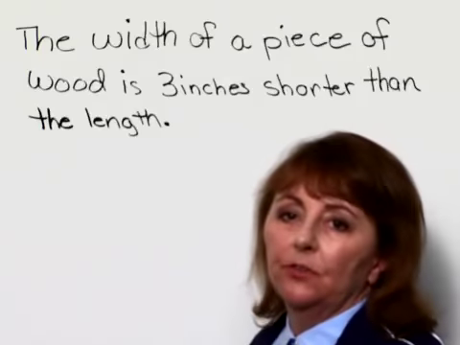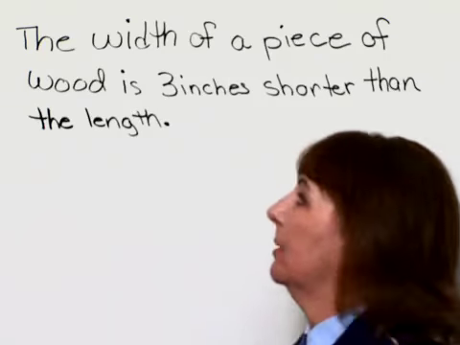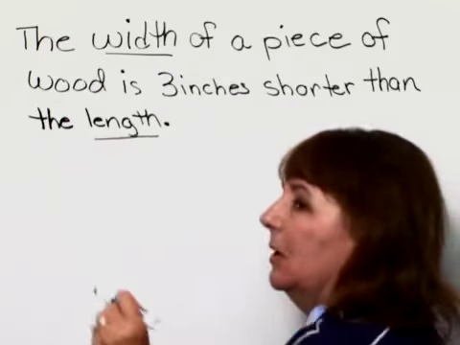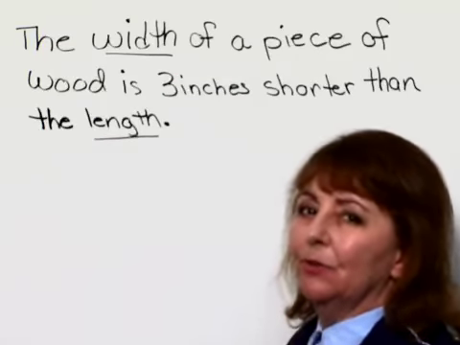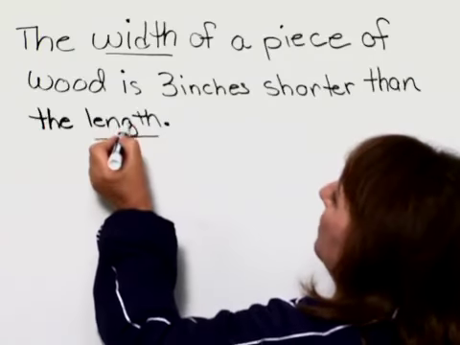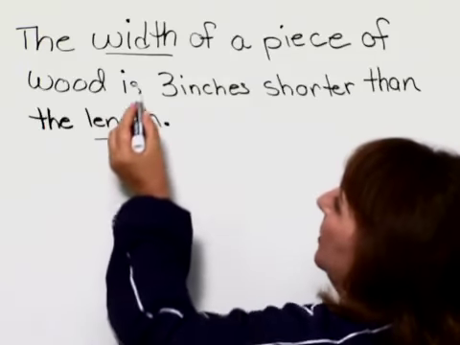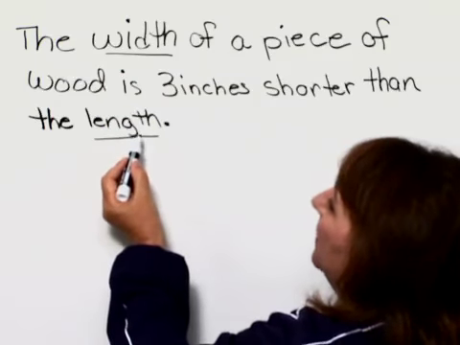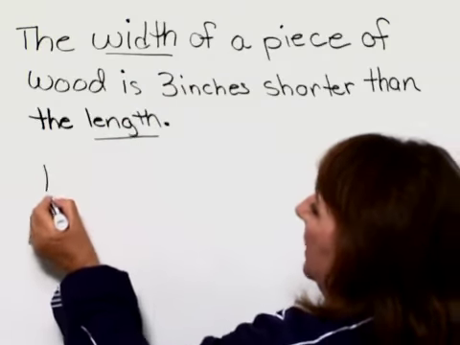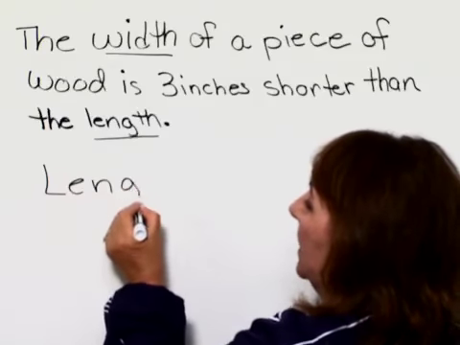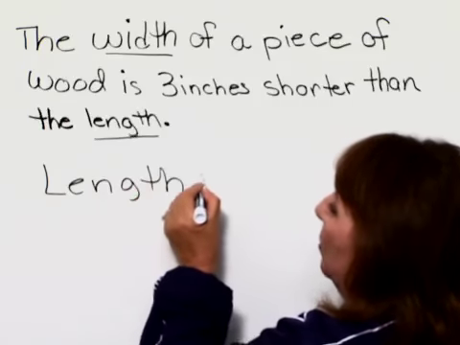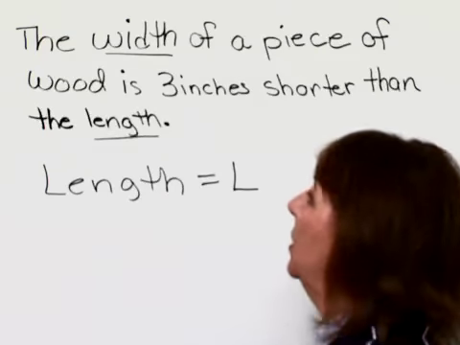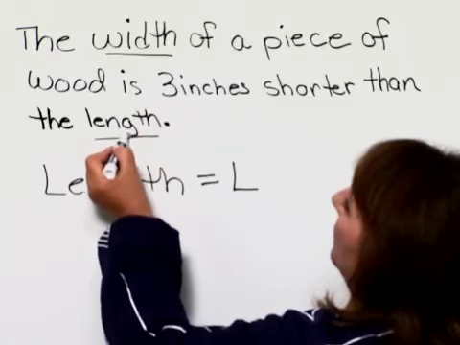The first thing you have to decide is, what are you going to let your variable represent? Are we going to let it represent the width or the length? The problem is usually a lot easier to do if we let the variable represent the noun that we're referring to. And here we're comparing the width to the length, so we're going to let the variable represent the length. You can let it represent any variable you want, but I like using the letter L because it reminds me it's representing the length. So we let our variable represent what we're comparing to.